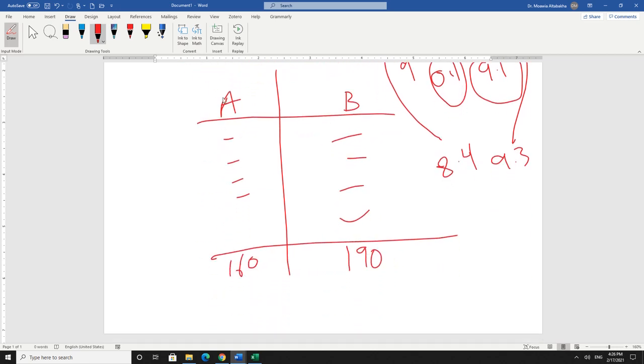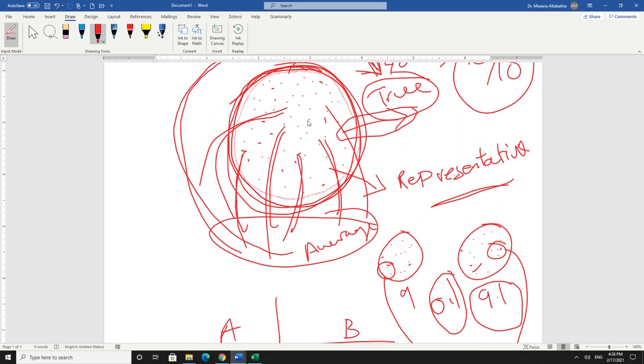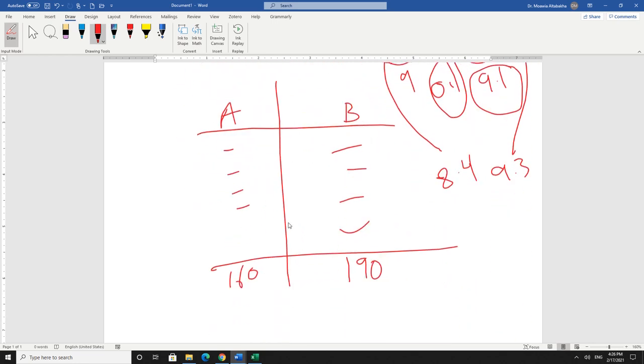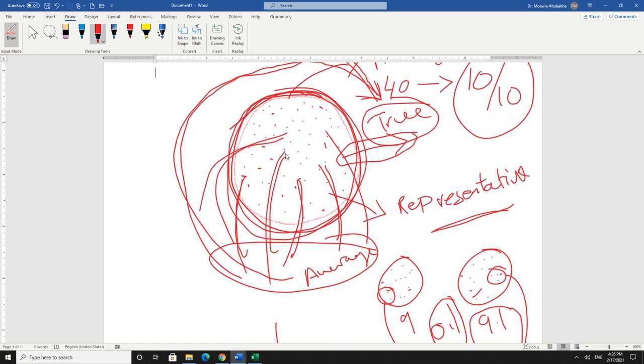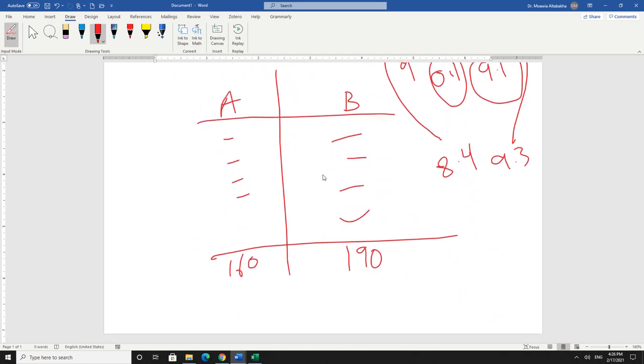That's why if I'm testing cholesterol level for groups A and B, and I get 160 here and 190 here, I cannot say that in the whole population A is doing better than B because cholesterol level in A is less. I cannot do that, because I'm taking a sample.